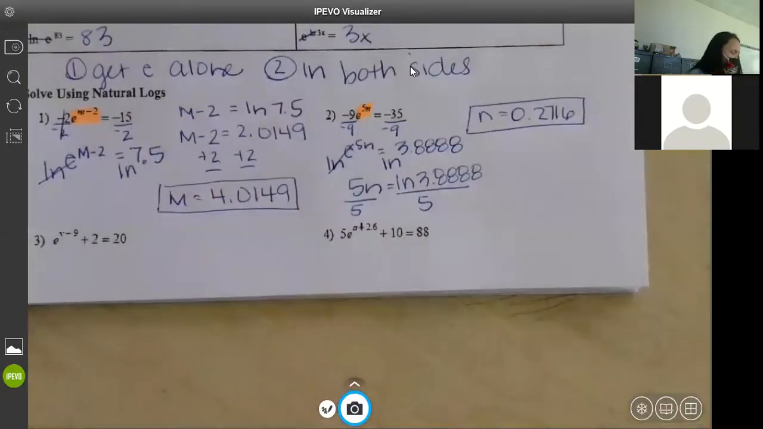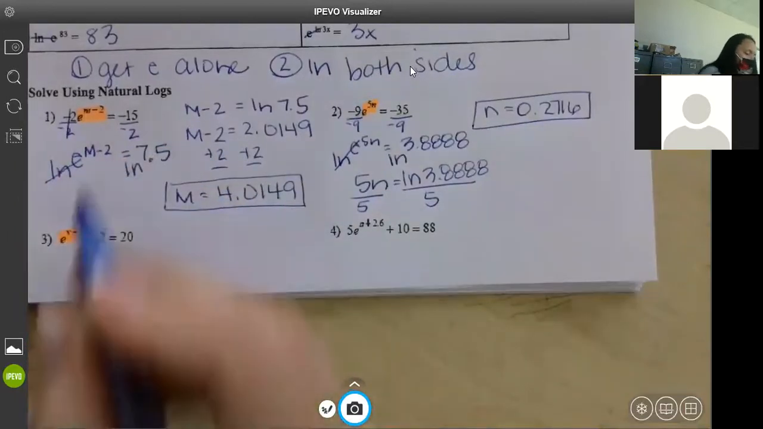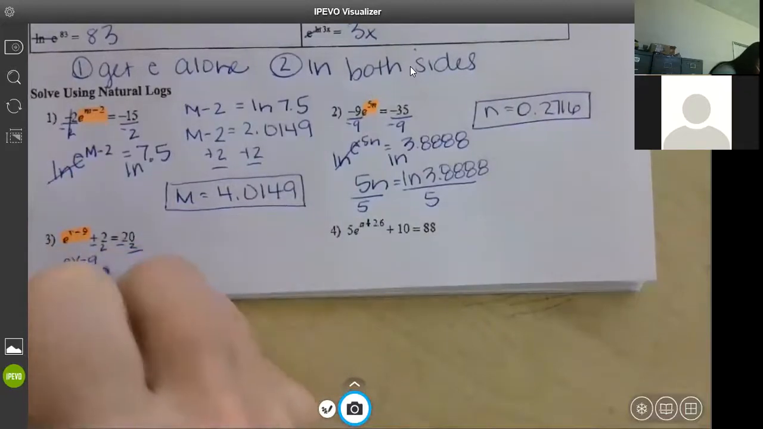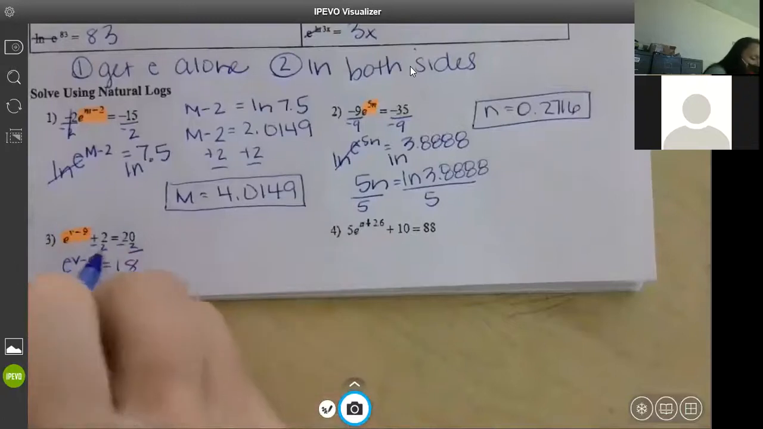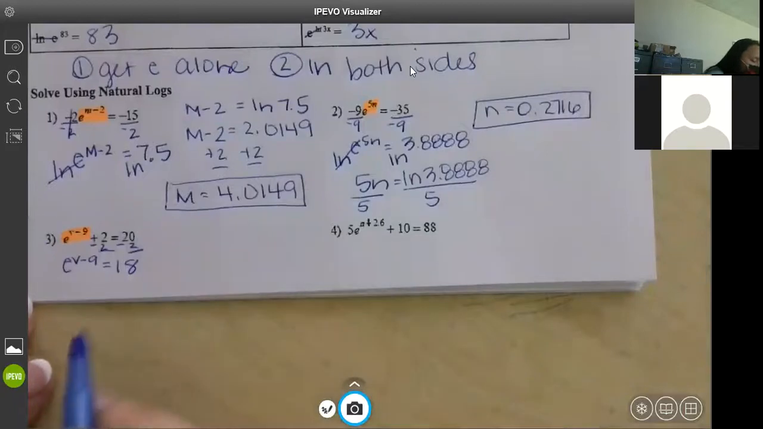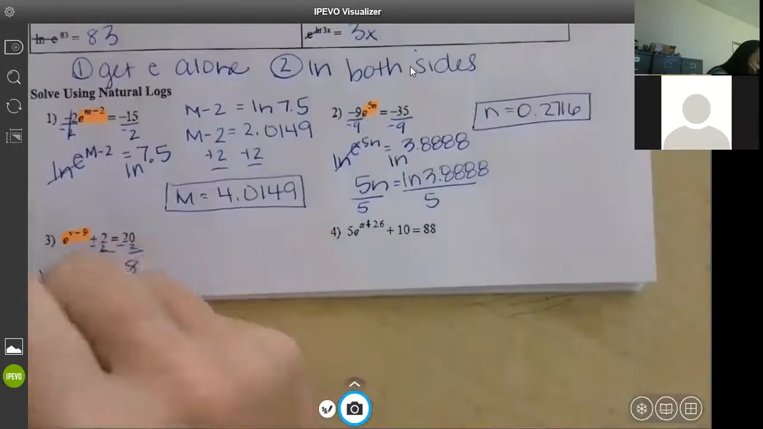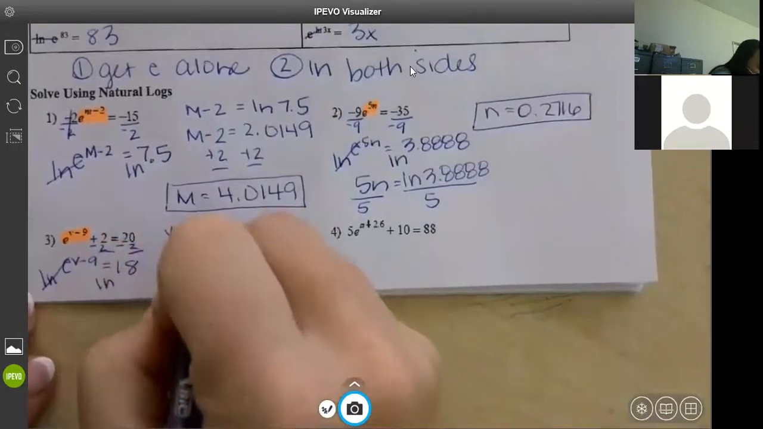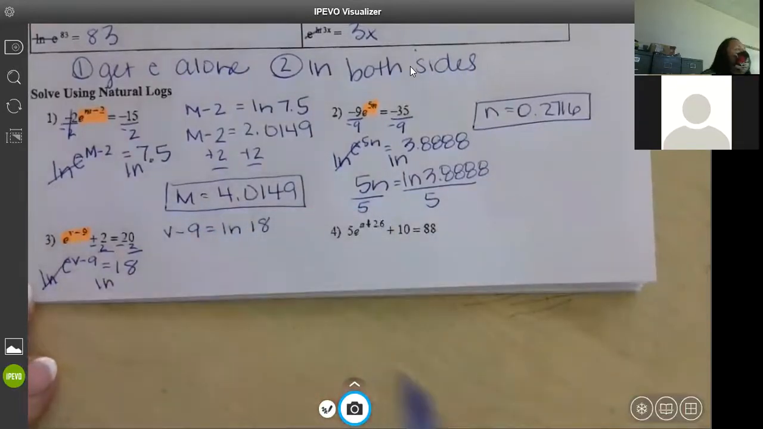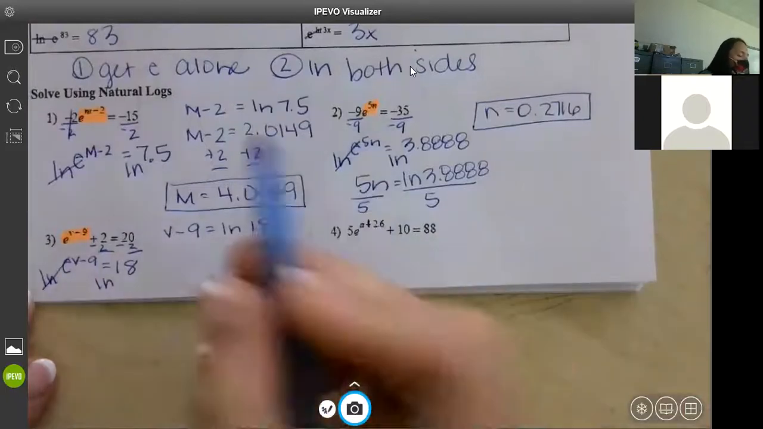On the next one, I've got to get this e by itself. So what do I need to do? Subtract 2. I get e to the v minus 9 equals 18. Get rid of e. How do we do that? ln both sides. What I do to one side, I have to do to the other. So the equation I'm trying to solve is v minus 9 equals ln 18. You can go ahead and solve it, do the ln 18, and then finish your equation, or go ahead and do it at the same time.